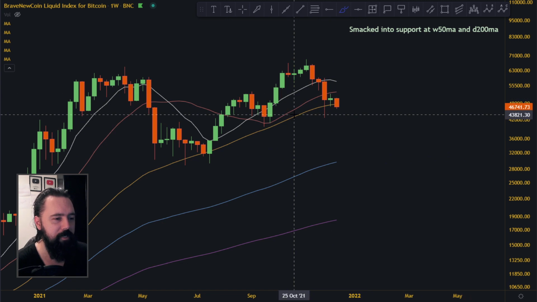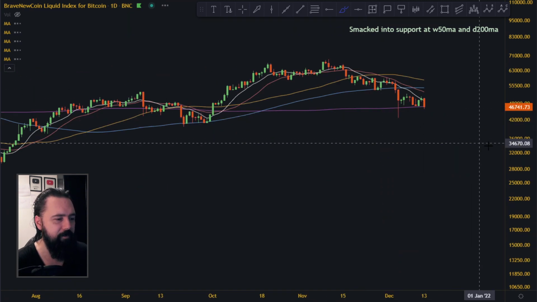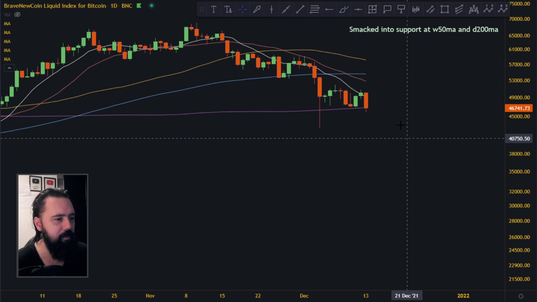So I do think this on the weekly time frame. Now on the daily time frame, you'll see that we did hit the 200 moving average.